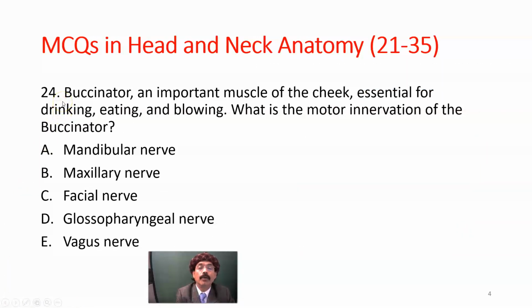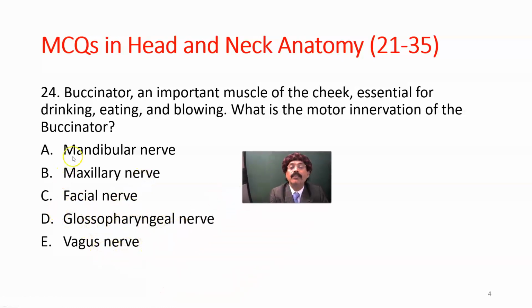Question number 24. Buccinator, an important muscle of the cheek, essential for drinking, eating and blowing. What is the motor innervation of the buccinator? Mandibular nerve, maxillary nerve, facial nerve, glossopharyngeal nerve, vagus nerve. Again, this is a muscle of facial expression, like blowing. So this is innervated by the facial nerve. Okay, we got that.